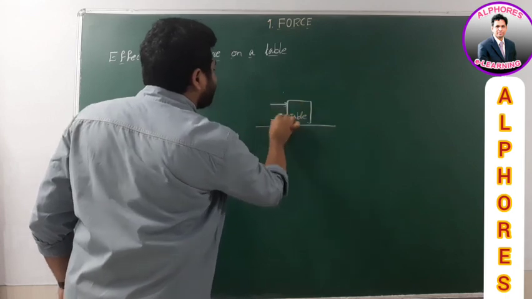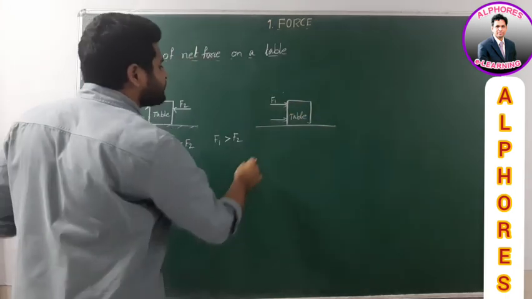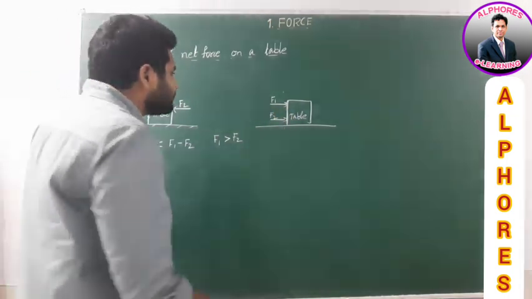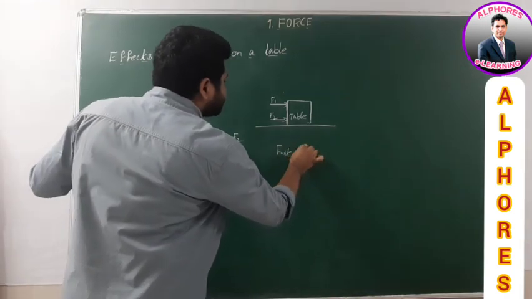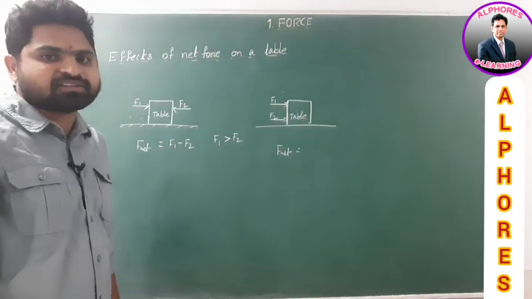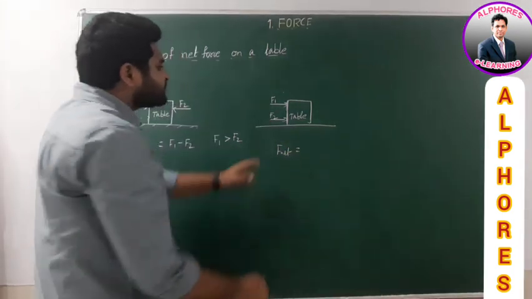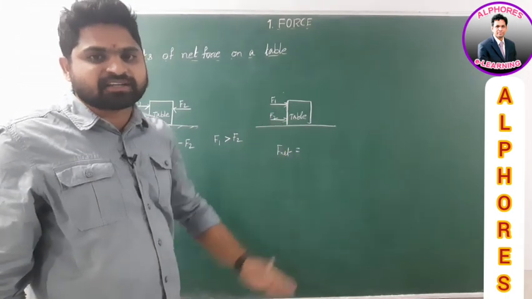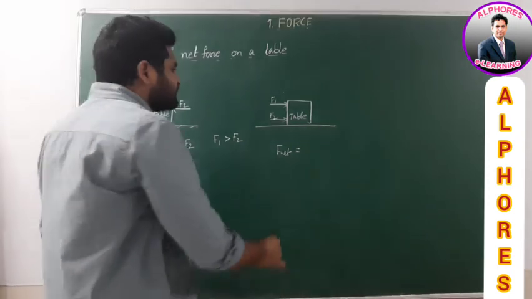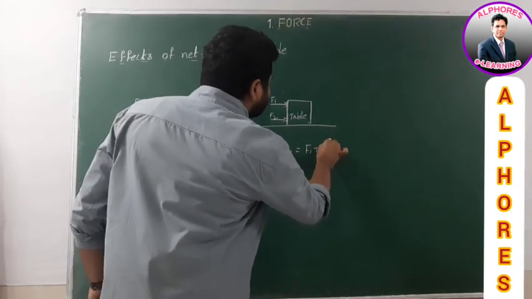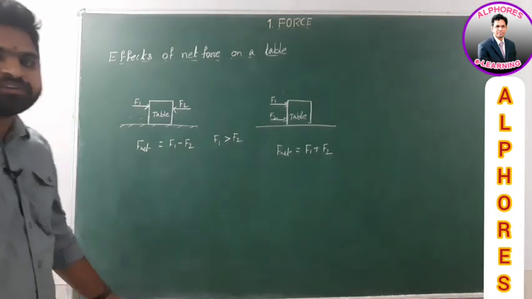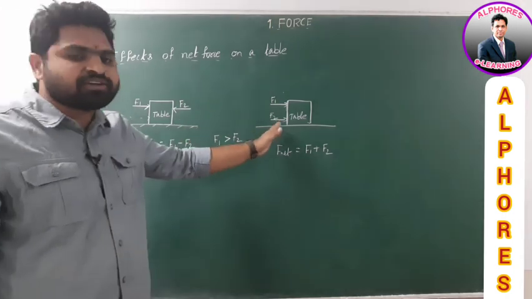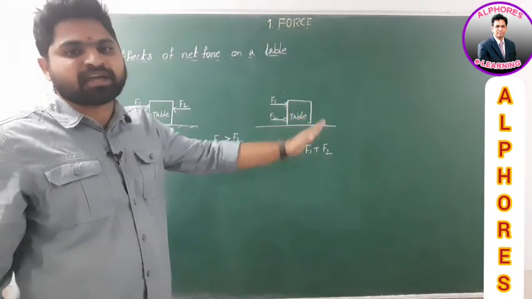In the previous case, you and your friend applied forces on the table, let's say the force applied by you is F1 and the force applied by your friend is F2. The net force in this case is the sum of the forces acting on this table, because the two forces are acting along the same direction. So the net force in this case is the sum of the individual forces, F1 plus F2. This is the net force when two forces are applied in opposite directions, whereas here, two forces are applied on the table in the same direction.